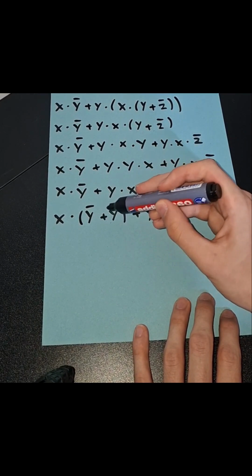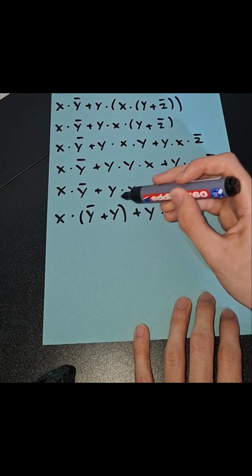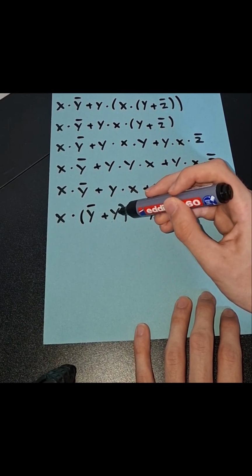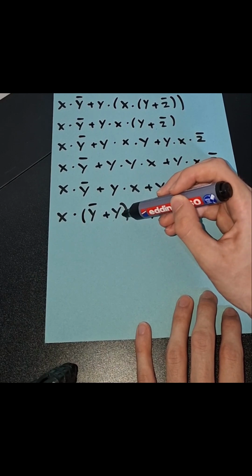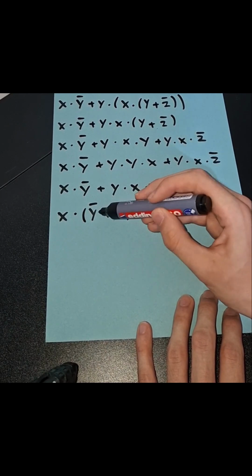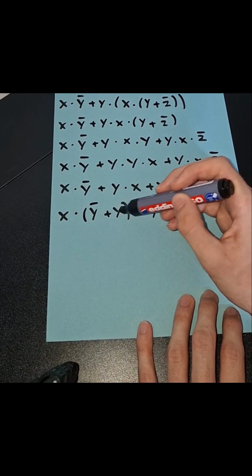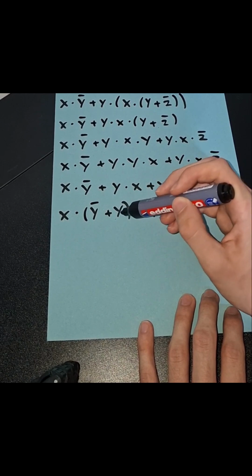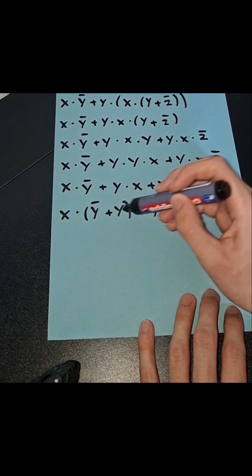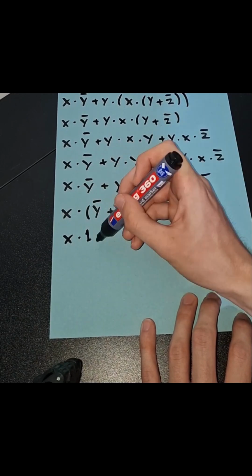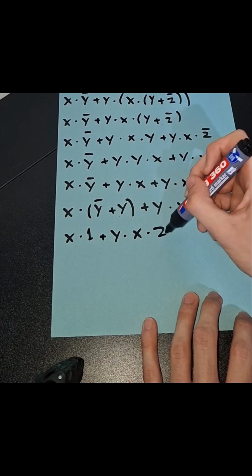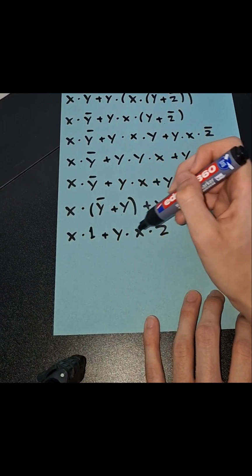So not y or y will have to equal 1, because if y equals 1, not y will have to be 0. And if y equals 0, not y will have to be 1. So there's at least 1 in this little expression here. So this has to be 1. X and 1 will just be x.